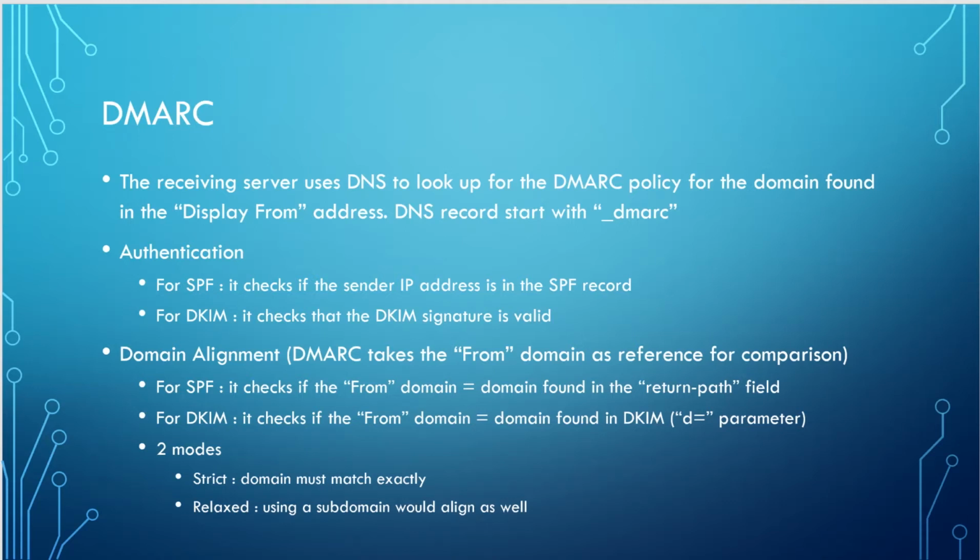Now for the domain alignment, it's going to take the from address and take the domain as a reference for comparison. For SPF, it's going to check if this from domain equals the domain found in the return path field. For DKIM, it's going to check if this from domain is the same as the domain found in the DKIM d parameter in the signature. There are two modes for the alignment: strict, where the domains must exactly match, or relaxed, where using a subdomain will also align.